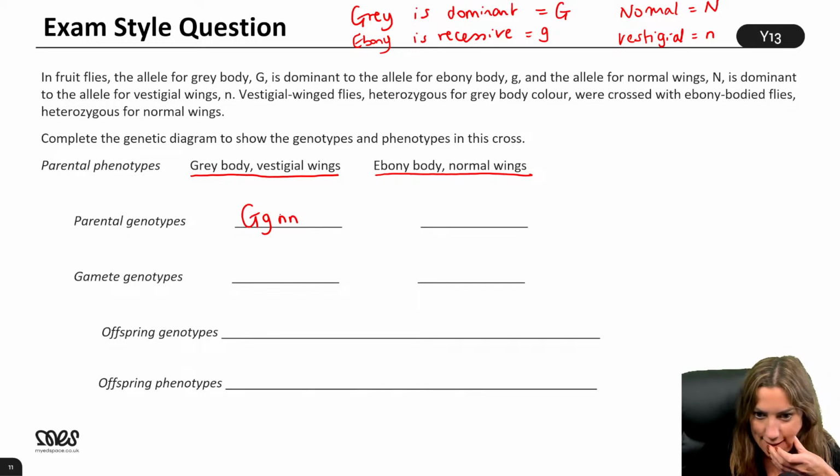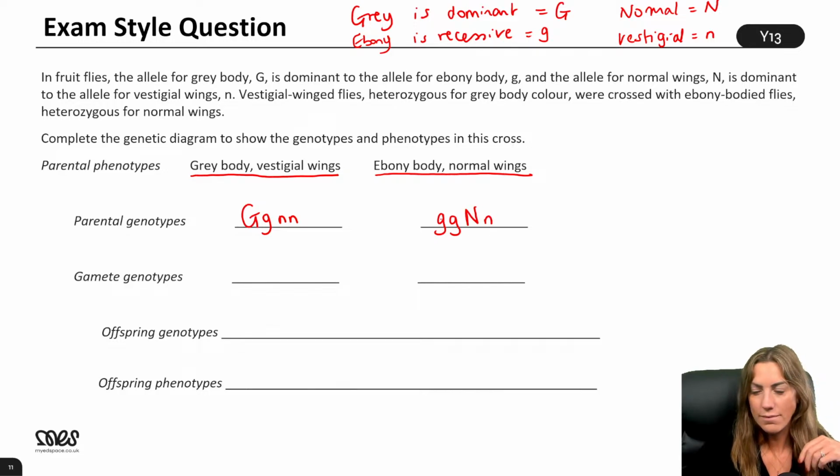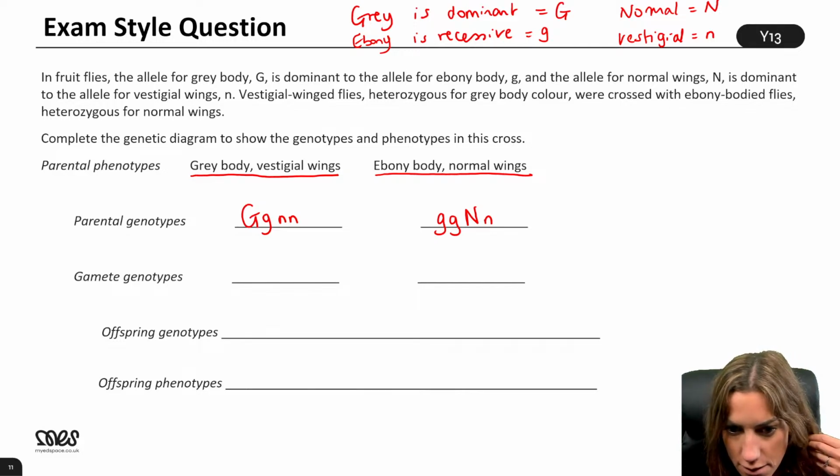Good, Daisy. Guys, have a go. Tells you in the question, vestigial winged flies, heterozygous for grey body colour, were crossed with ebony bodied flies, heterozygous for normal wings. How do we feel about that? I think this is the hardest one we've done because we are working out the genotypes ourselves, right? Good, Felicity. Good, Tabor.